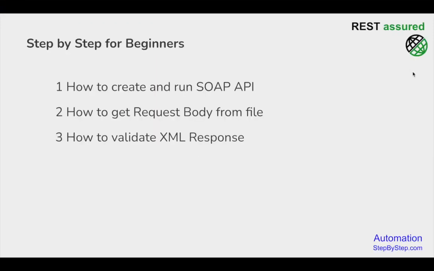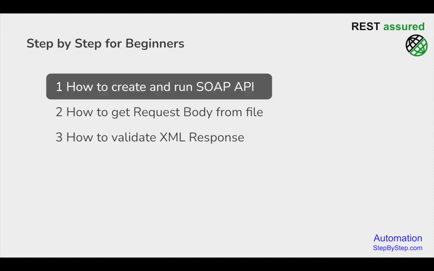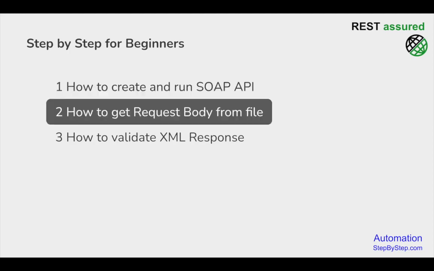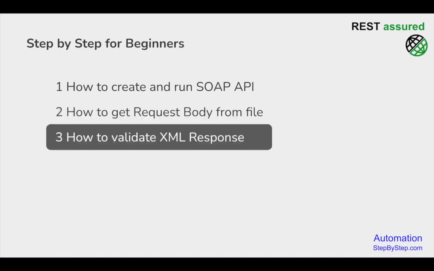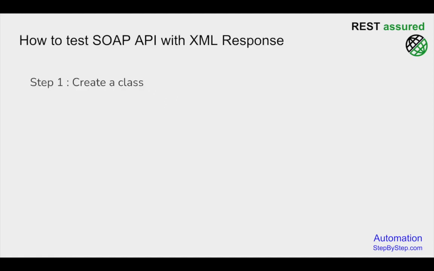I am Raghav, and in this session we are going to learn step by step from scratch how to create and run SOAP API in REST Assured. We will also see how we can get a request body of the API from a file, and then finally how we can get and validate our XML response. So let's get started, and the first step here is we will create a class in our project.